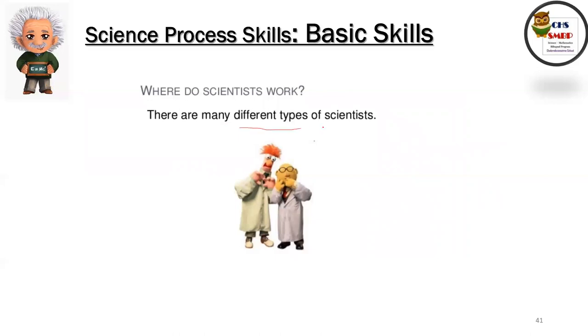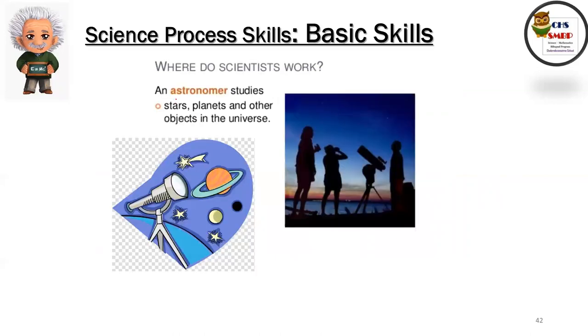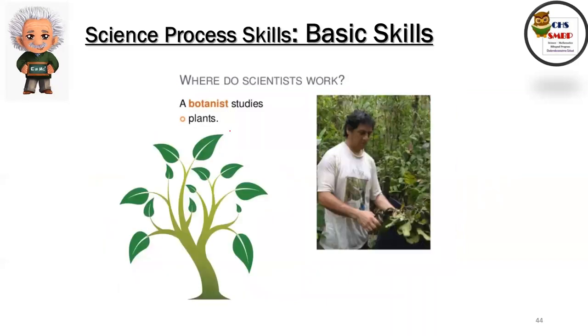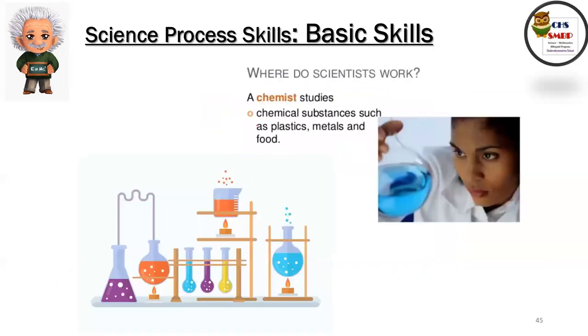Next, we see there are many types of scientists, such as astronomer. An astronomer studies about what? Stars, planets and other objects in the universe. You can see a telescope and then you can see a planet, you see stars, right? And you see some astronomers. Then a biochemist studies chemical substances found in living organisms. You see DNA, you see a molecule, and then you see an atom, right? So a biochemist studies about all these things. A botanist studies plants. A chemist studies chemical substances such as plastics, metals, and food. You see, it's about a chemical reaction. So a chemist always works with chemical reactions.